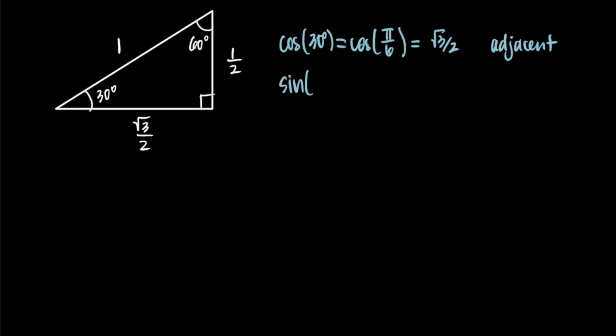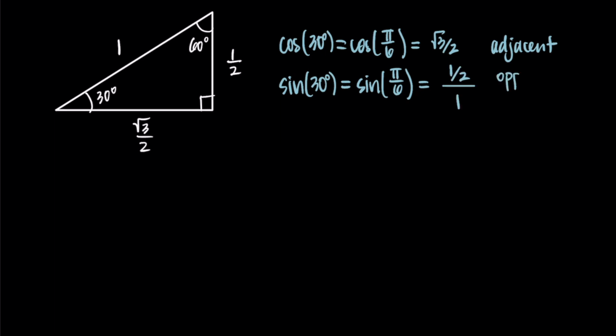Similarly, for the sine, we're going to do opposite over hypotenuse. So the opposite side from the angle, you can imagine standing at the 30 degrees and looking across the triangle, is 1/2. So we have 1/2 over 1, the hypotenuse. Again, that is just 1/2. And so we would say the sine of 30 degrees, or the sine of pi over 6, is 1/2.